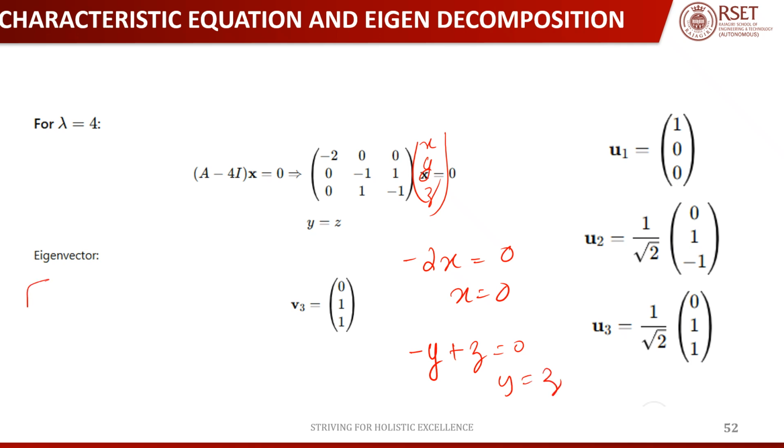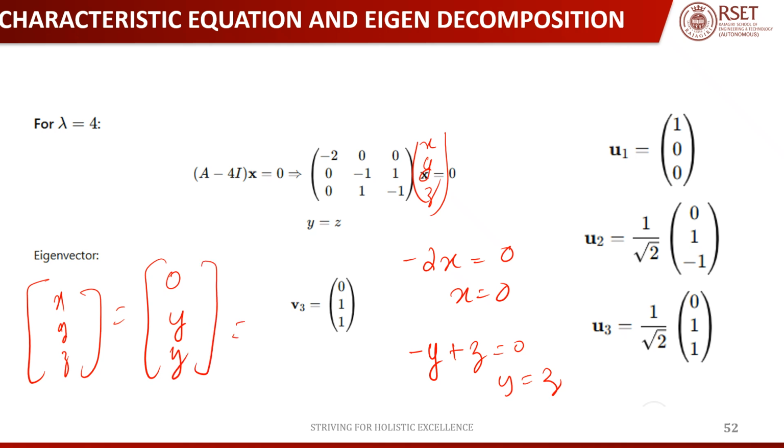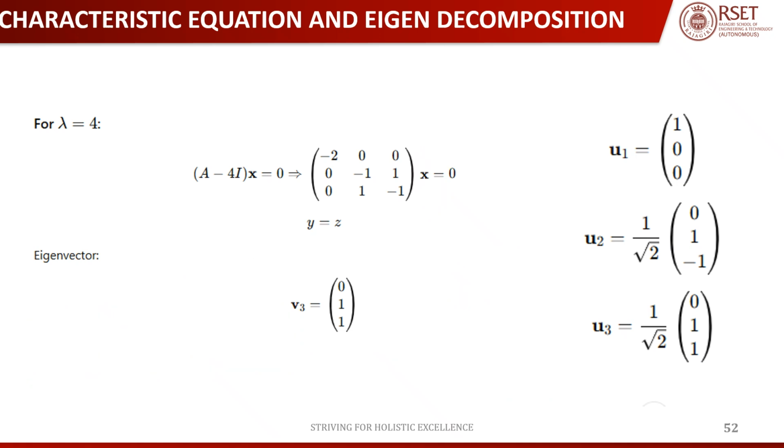So (x, y, z) will be x is 0, and y equal to z, let it be y, y. Substituting an arbitrary value for y, let it be 1. So it will be (0, 1, 1). This is our third eigenvector. Now we can normalize the three vectors. Our v1 was (1, 0, 0), and taking the norm is root of 1 square, which is still 1. So u1 is equal to v1, which is (1, 0, 0). Now coming to u2, our v2 was (0, 1, negative 1).